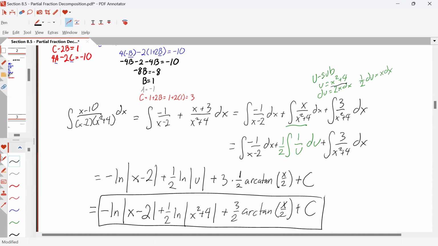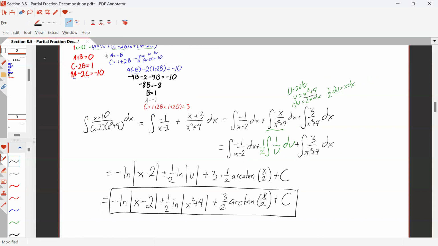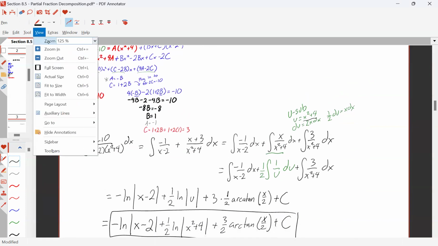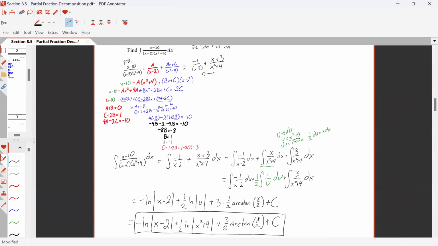So some really fast integrals once we do the partial fraction decomposition. We will take a look at some more examples in the next few videos of things we can do with partial fraction decomposition.